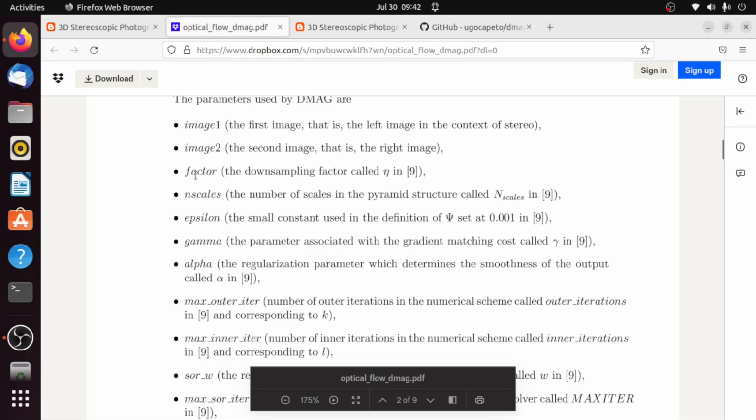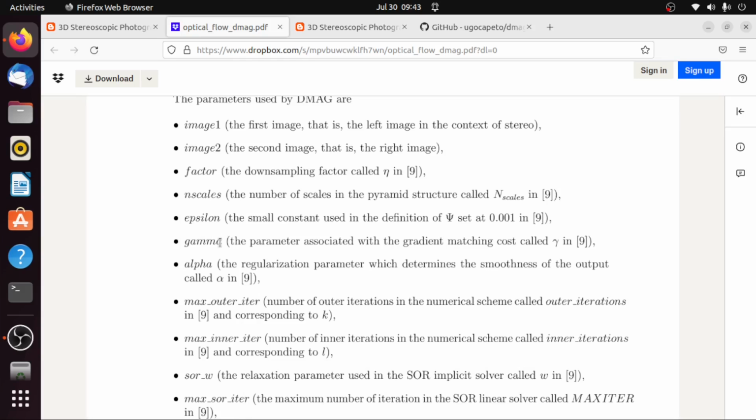For that, I'm going to have to use my drawing tablet to explain that. Number of scales. Epsilon, we don't really care, that's just a stabilization term. Gamma, that's quite important. I mean, relatively important. This is the weight you give to the gradient matching cost.